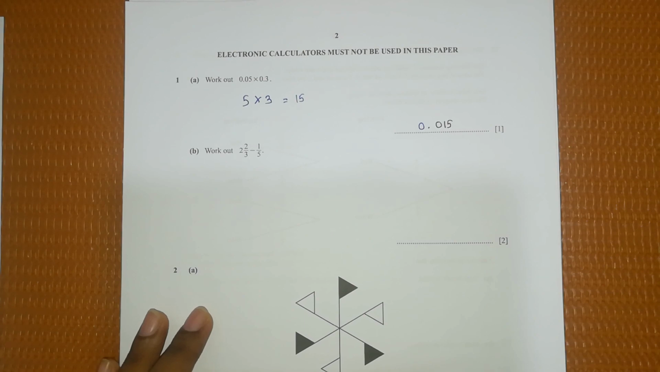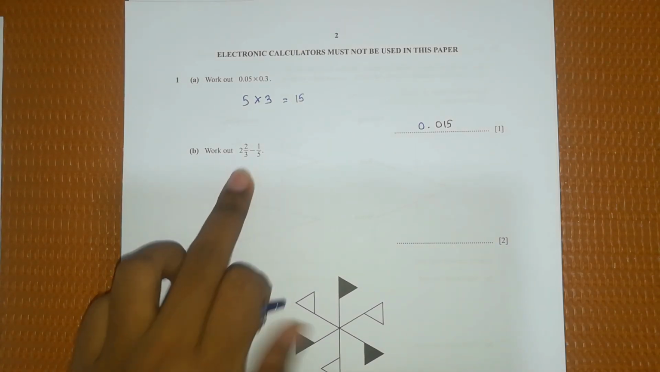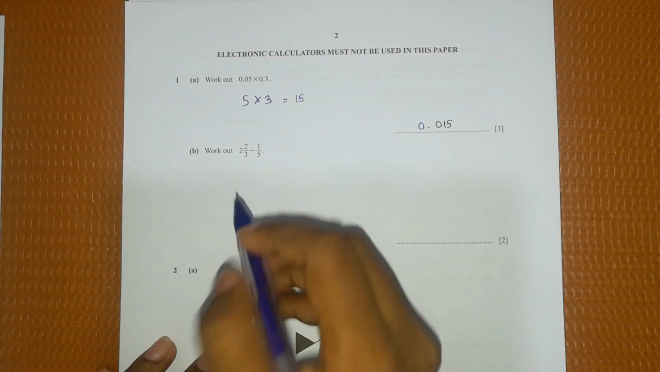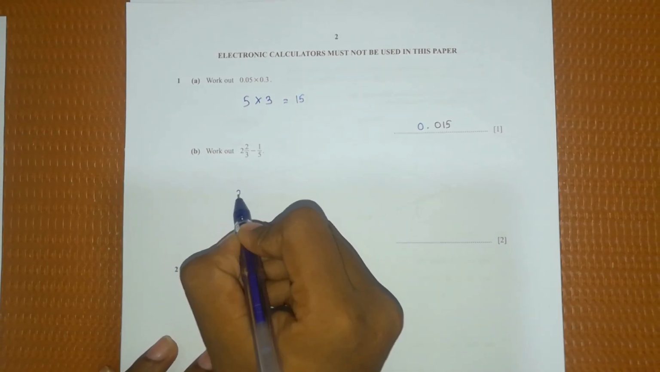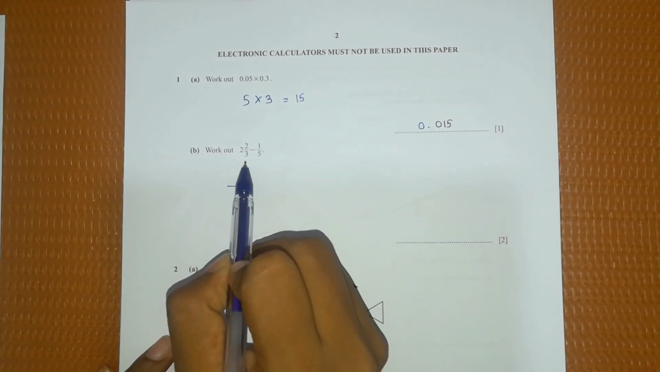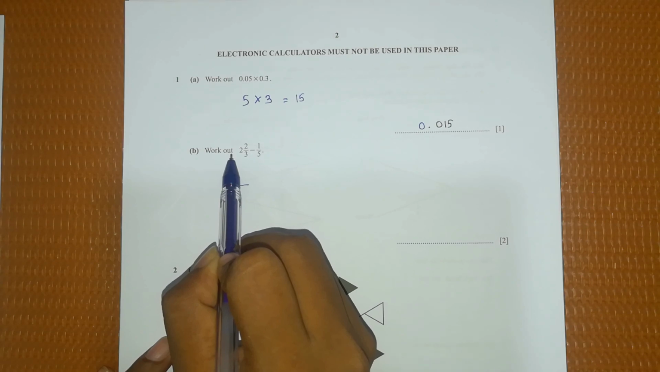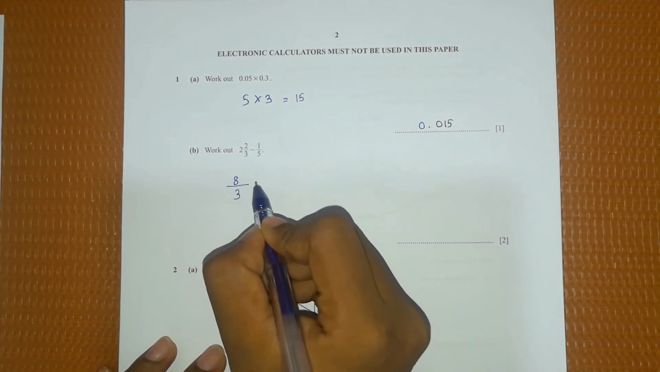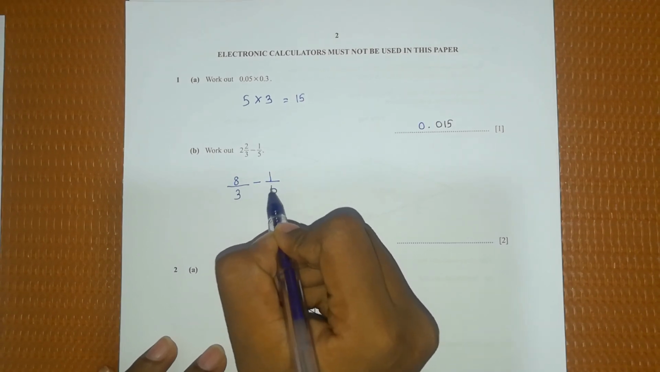Part B. Work out 2 over 3 minus 1 over 5. So in this case there is a mixed number here. So you have to convert that into improper fraction. So you know that, write the same denominator here. Multiply the denominator with the whole number. 2 times 3 is 6 plus 2. 8 minus 1 over 5.